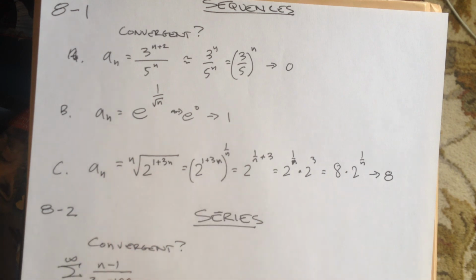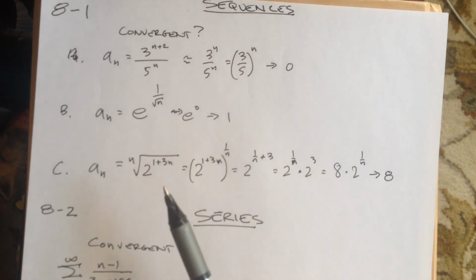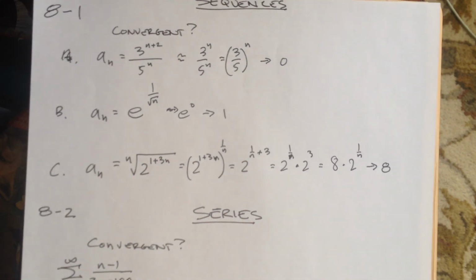All right. There are plenty of examples that aren't. They're simply numbers that are getting bigger. If this was 5 over 3, of course that would be getting larger and larger and larger, not converging. So check out those examples. All right.